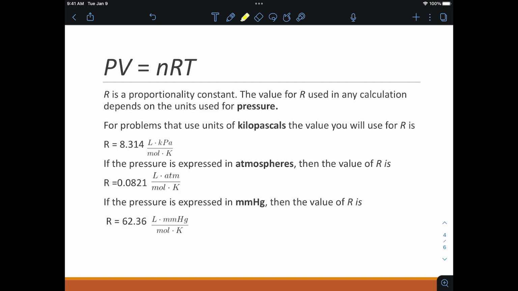The constant R is what we call a proportionality constant. It depends on the units of pressure. So for each given pressure, if you're going to use one pressure, then you have to use a certain R. For example, if the problem gives you kilopascals, then your R is 8.314.